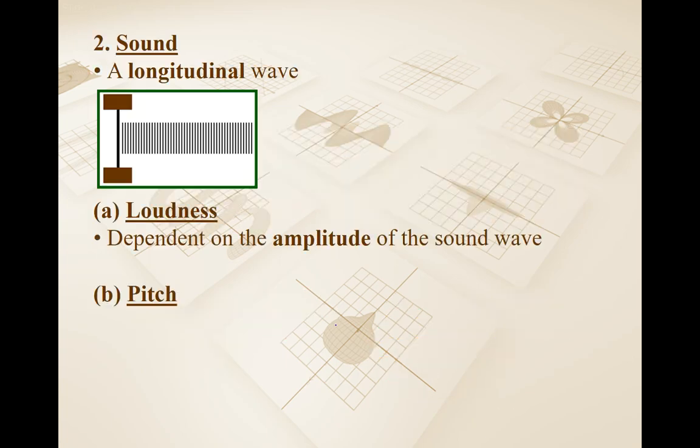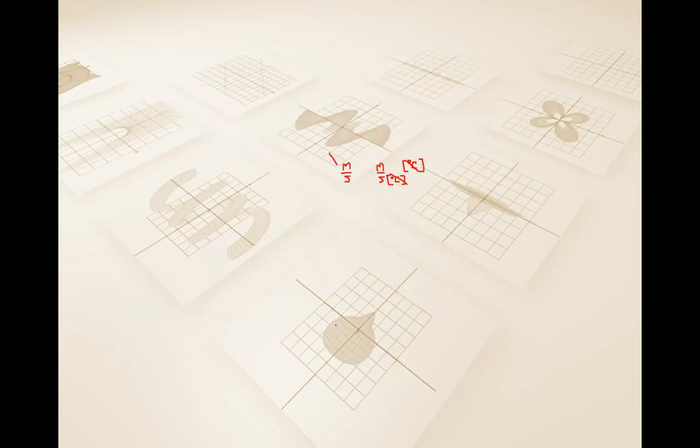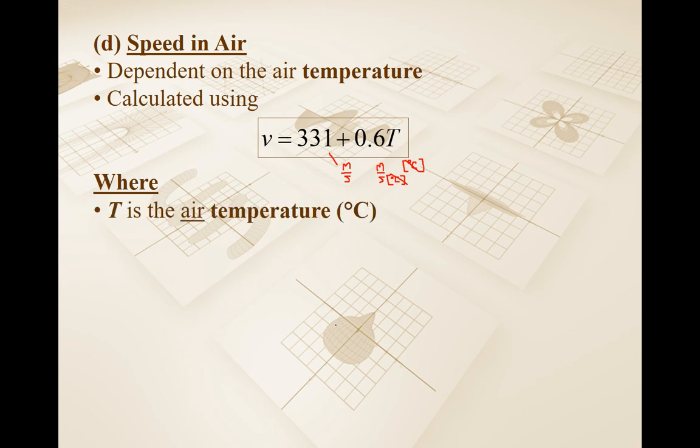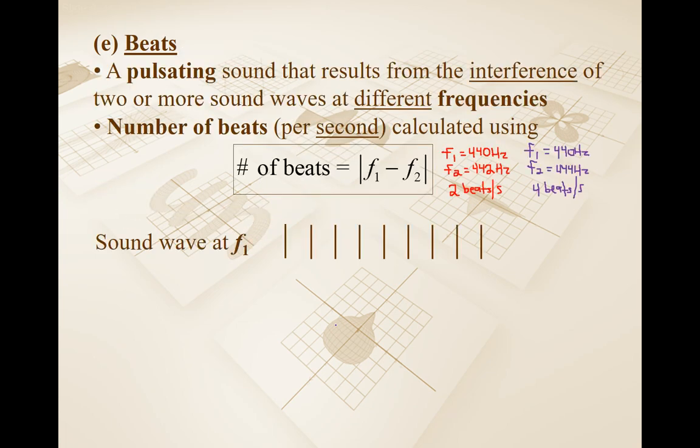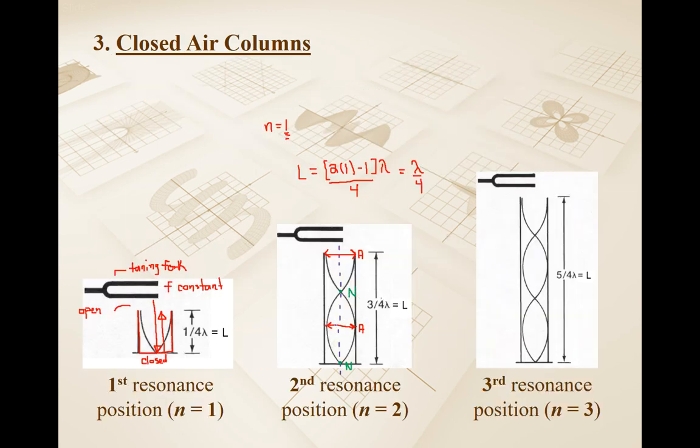I should point out that this equation, number 6, and equation 5, and the equation for speed, I believe they're all on the additional formula sheet. I don't think I include the number of beats equation, but that's not really that difficult to calculate.